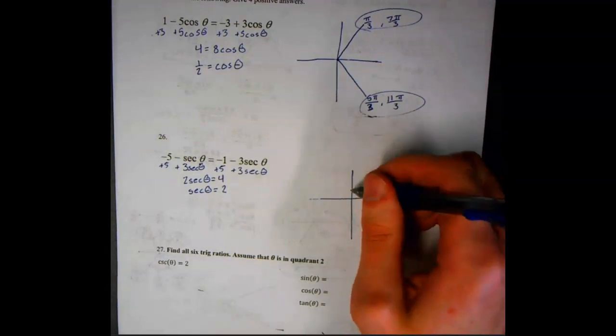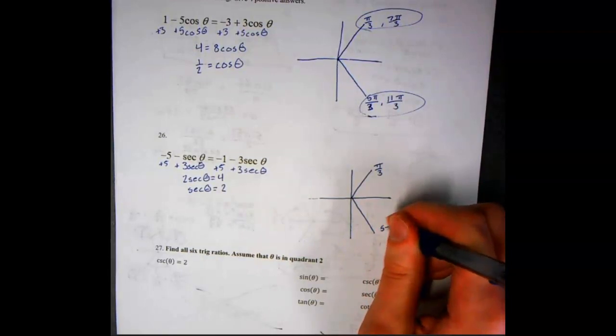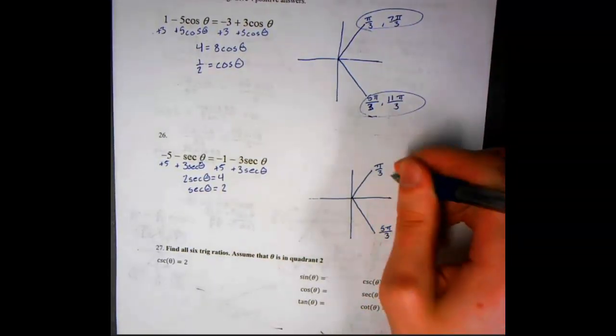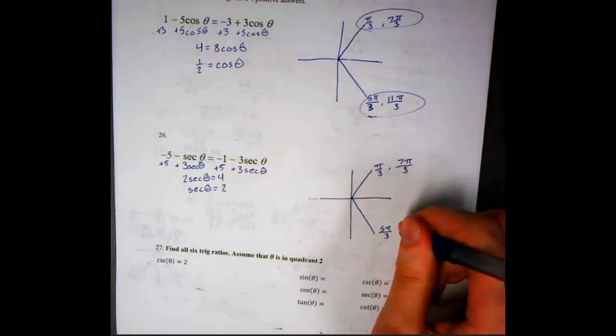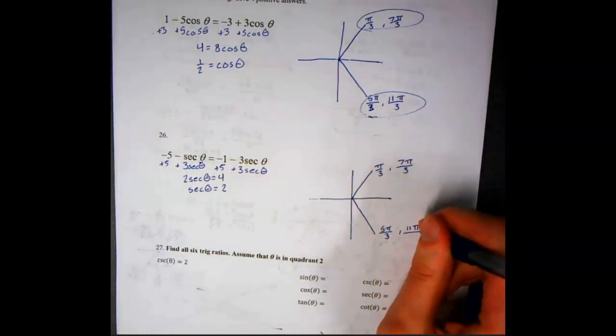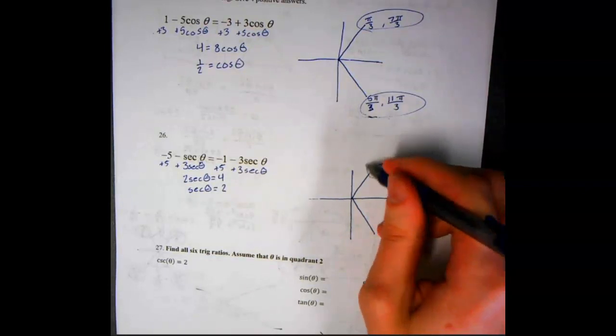So now we're going to look at angles where secant can equal 2. And so we'll have pi over 3, 5 pi over 3. We're continuing the same pattern as last time until we have 4 answers.